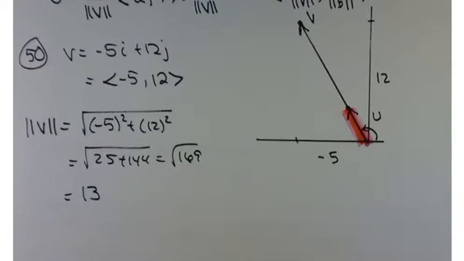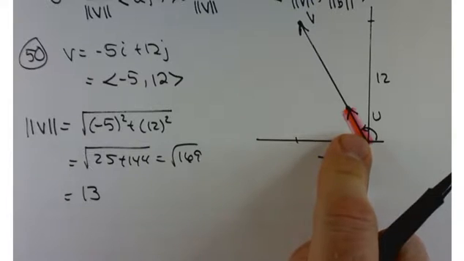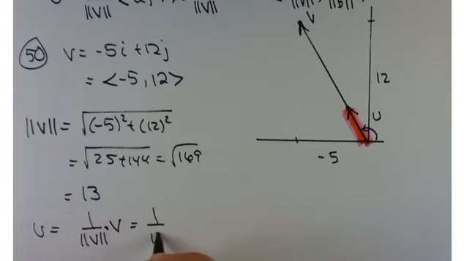That's great. We wanted to create a unit vector that points in the same direction as v, but it's a little bit scaled, so that its length is going to be 1. So u would equal 1 over the length of v times v, or 1 over 13 times negative 5 and 12.